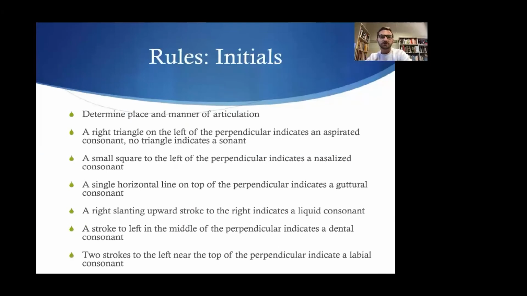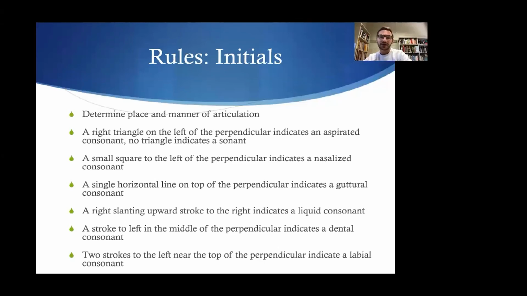So, rules for initials. The shape determines the place and manner of articulation as well. If you have a right triangle on the left of the perpendicular, this sounds confusing at first, but later when I show the images again, I think it will make more sense. So if you have a triangle, it indicates an aspirated consonant. No triangle indicates a sonant.